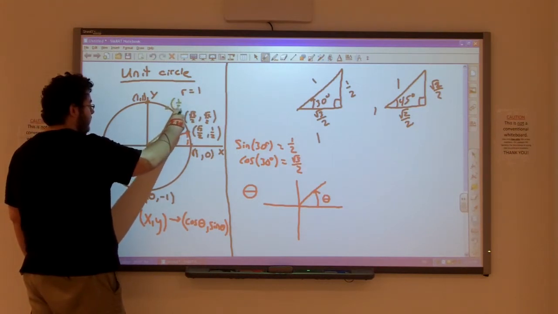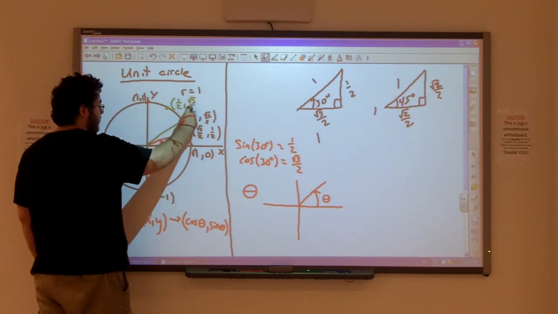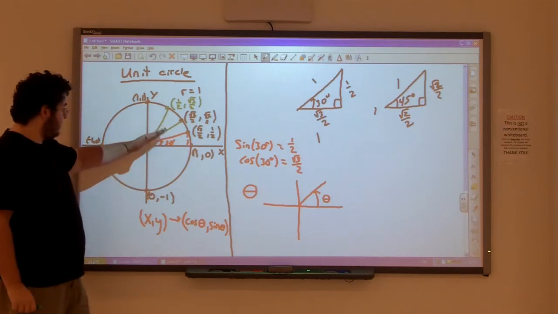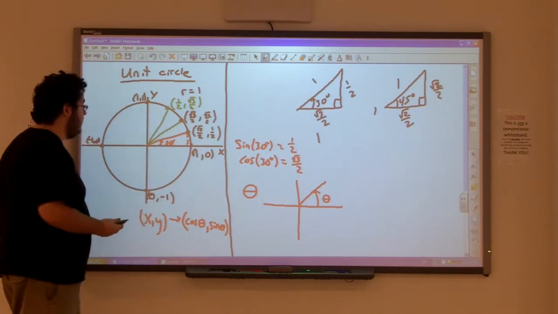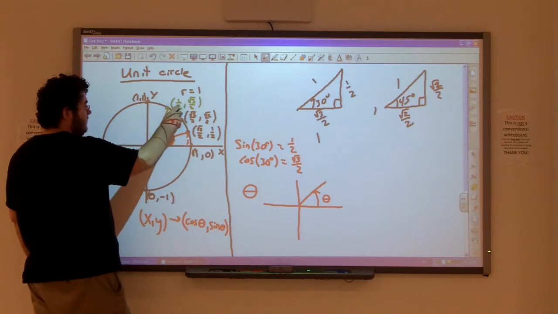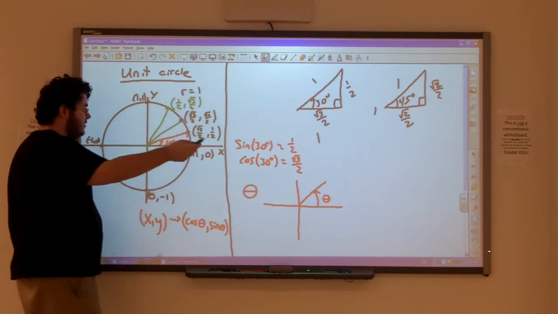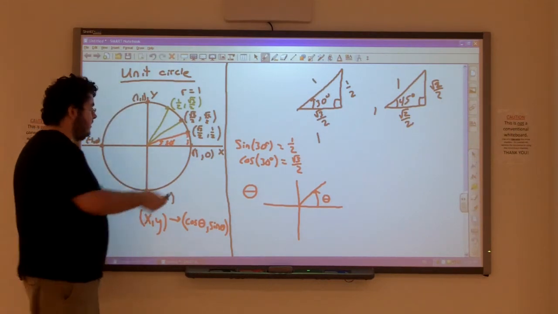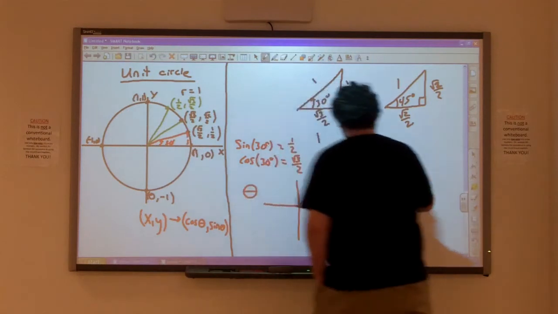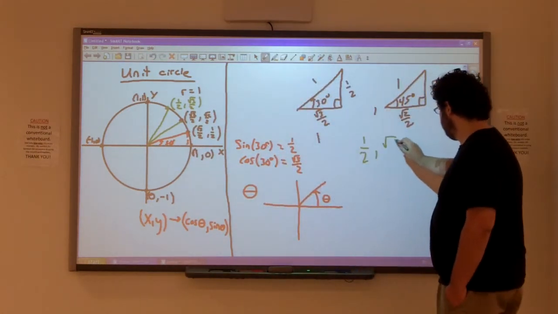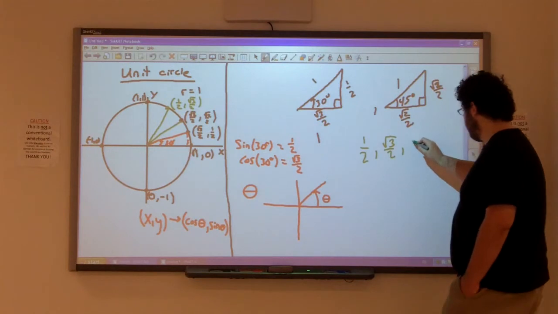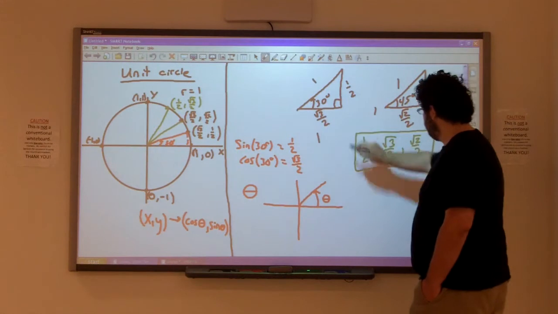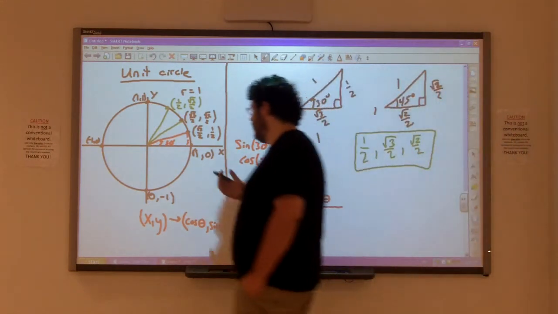So here we have the point 1/2, square root of 3 over 2, and the angle that makes that point is 60 degrees. So we know that the cosine of 60 is 1/2, and the sine of 60 is square root of 3 over 2. So all we really need to know about these angles is these three numbers: 1/2, square root of 3 over 2, and square root of 2 over 2. If you know these, you know basically all of the special angles you're going to have to memorize.